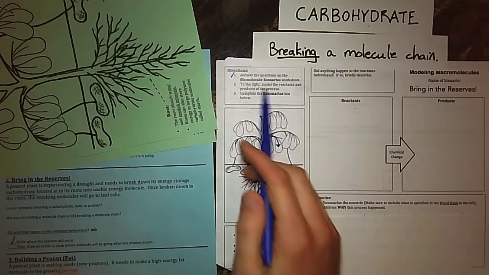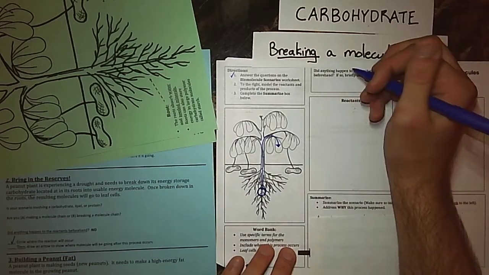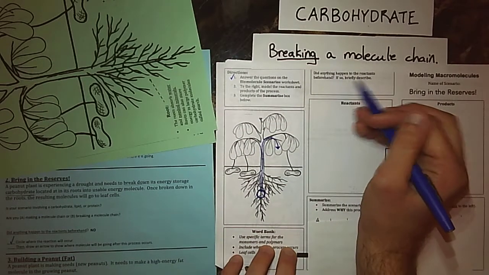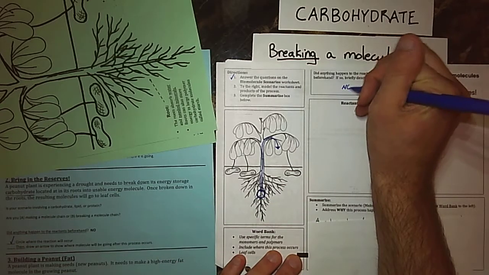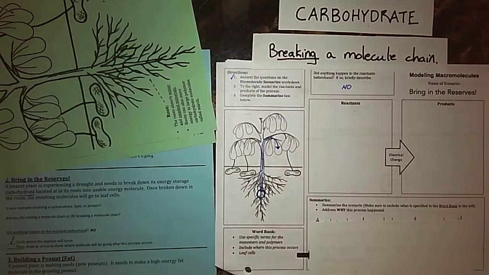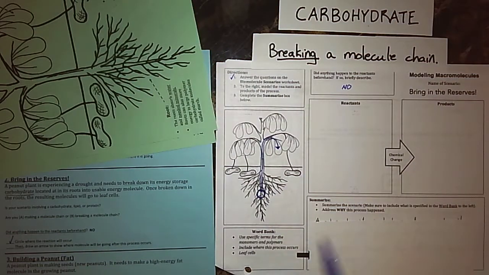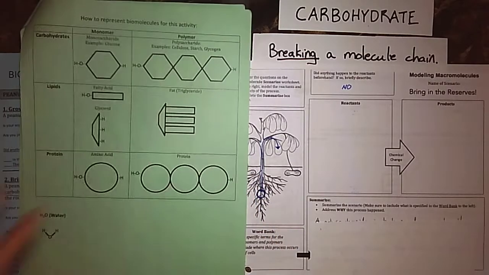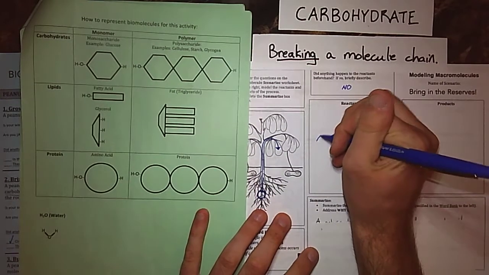Now my goal is to model the reactants and products of this reaction. One thing that I have here is, did anything happen to the reactants beforehand? As we had answered before, nope, nothing. So again, I'm going to be breaking down a molecule. I'm going to be dealing with the carbohydrates. So I'm going to go to this page right here. I think this is going to help me a lot. So I'm going to draw my polysaccharide for carbohydrate.